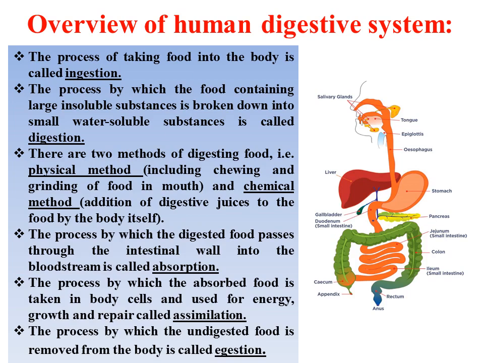Absorption, okay, I hope you understood this. And the last process is egestion, the process by which the undigested food is removed from the body. So the undigested food is passed through the large intestine to the rectum, and that is removed through the anal canal.